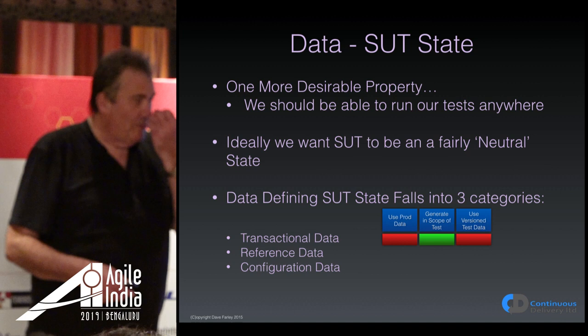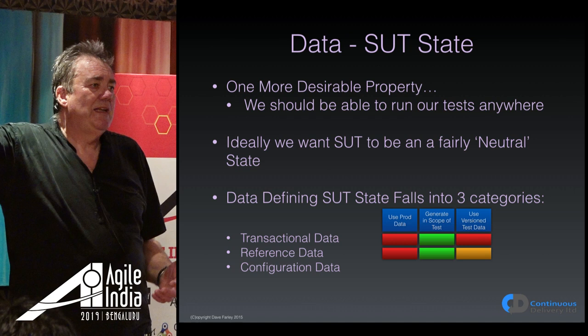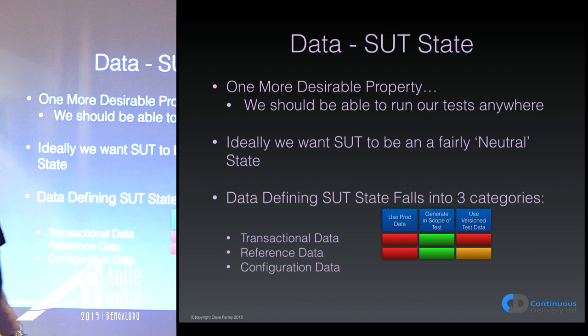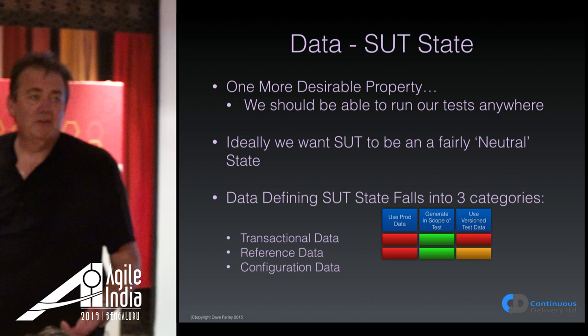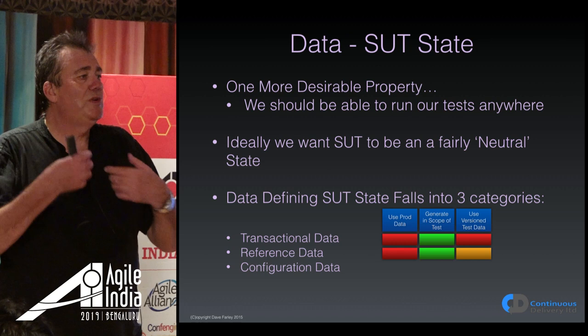Next, reference data. You don't really want to use production data for reference data because often it's too big. You don't want to be loading millions of postcodes into your system just for testing. It's going to be slow and unwieldy. So you probably do want to generate that mostly in the scope of your test. But you could decide under some circumstances to just have a restricted subset. So instead of having 15 million postcodes, you just have 50. And hard code those, because it's read-only, the fact that it might leak between tests doesn't matter very much.